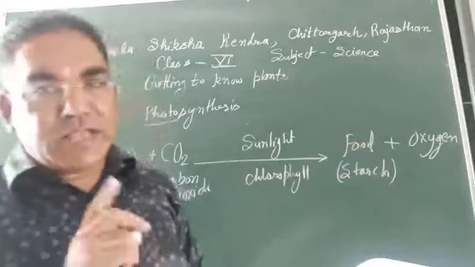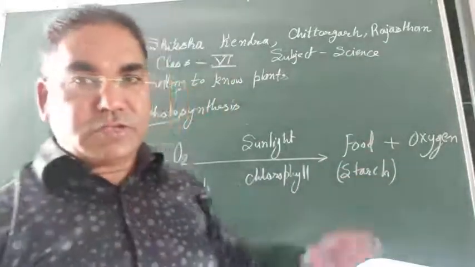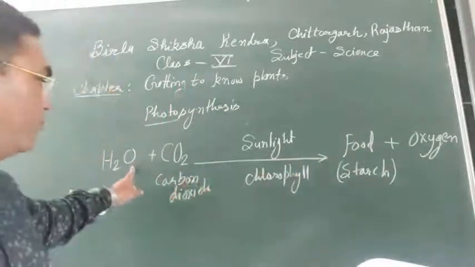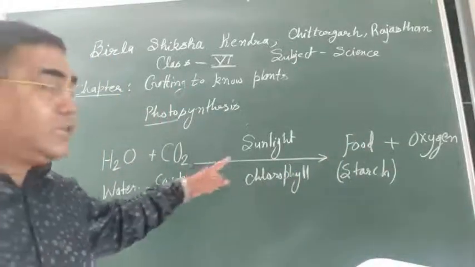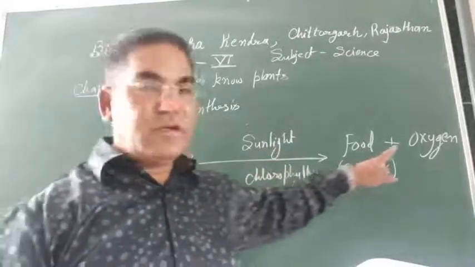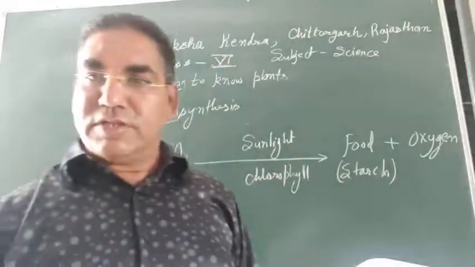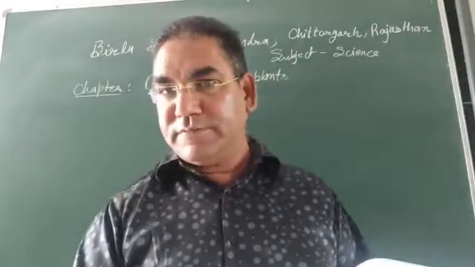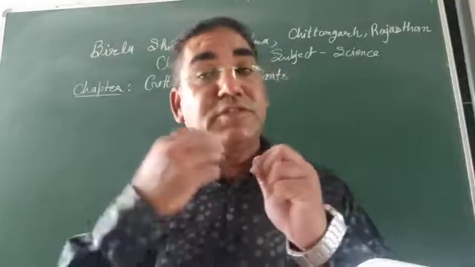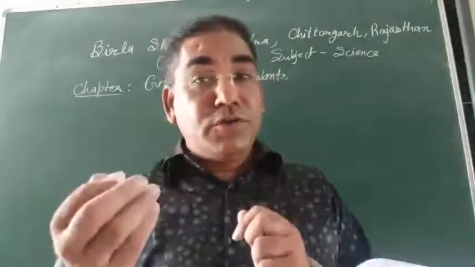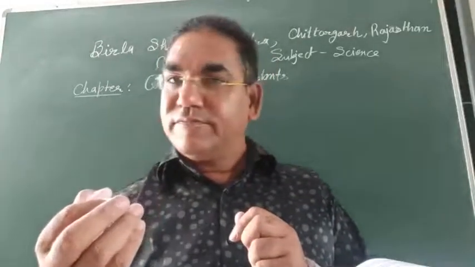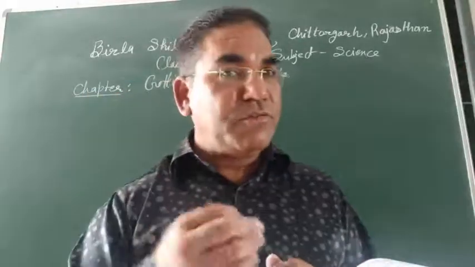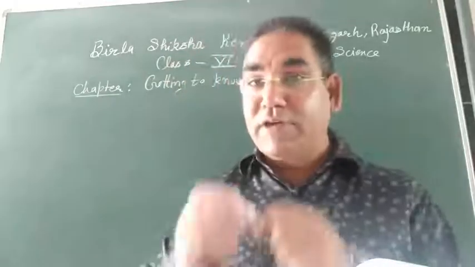याद हुआ एक बार वापस. The process of formation of the food material by using water and carbon dioxide in the presence of sunlight and chlorophyll is called photosynthesis. Now look, how will you prove that starch is synthesized, produced by the green plants? How can you prove it?